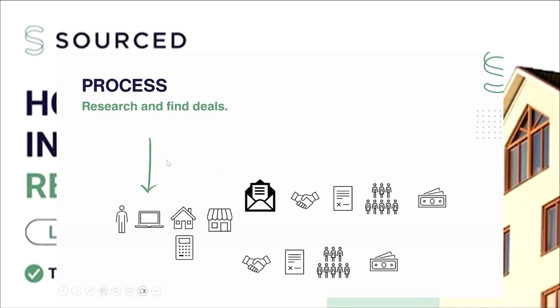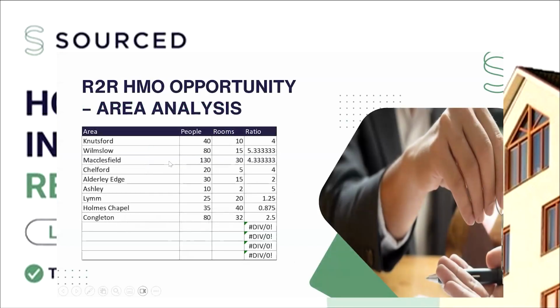So let's start off. So what's the first thing that we do? The first thing that we do is research and find the deal. So how do you know that the area that you're operating in is the right area? Right, you've got to do your due diligence.